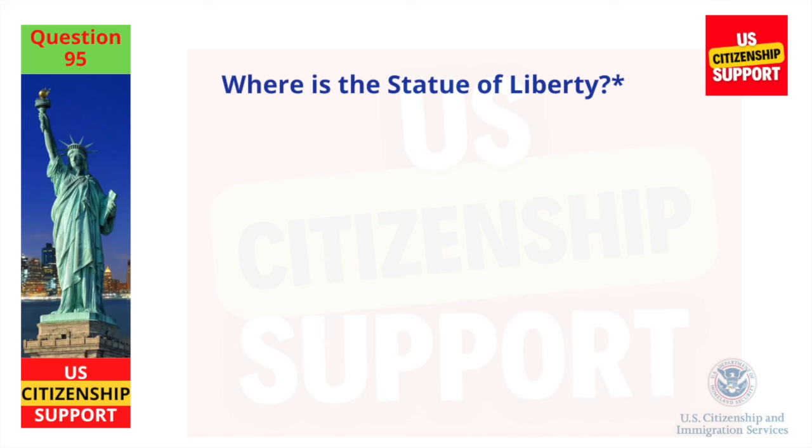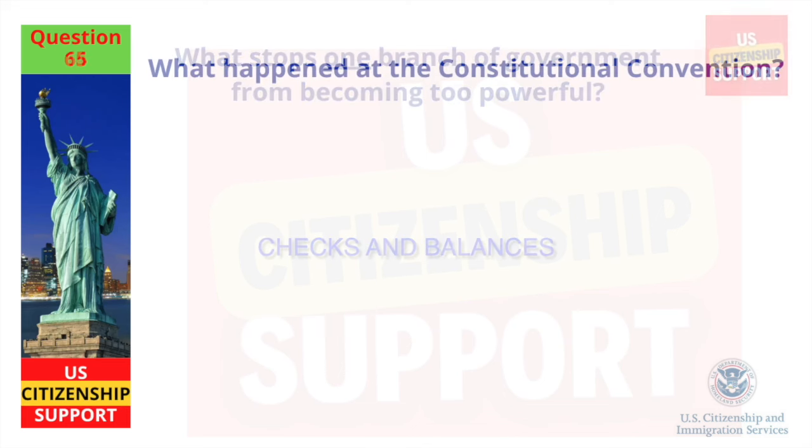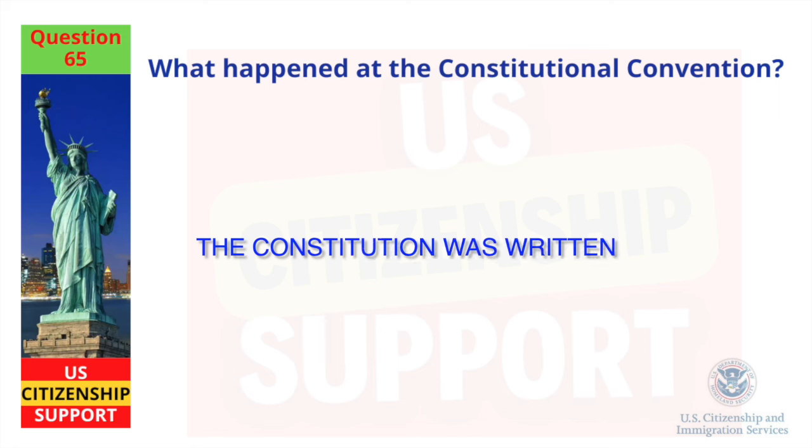Where is the Statue of Liberty? New York Harbor. What stops one branch of government from becoming too powerful? Checks and balances. What happened at the Constitutional Convention? The Constitution was written.